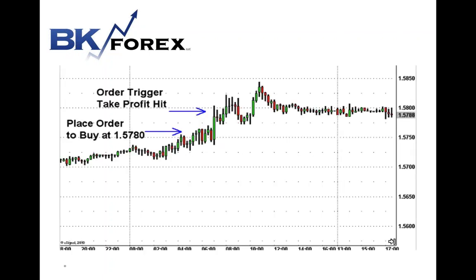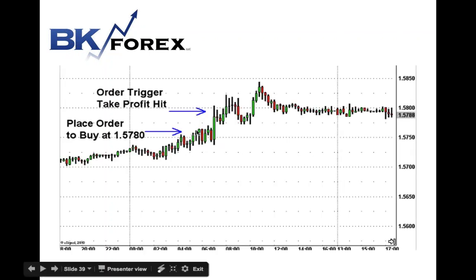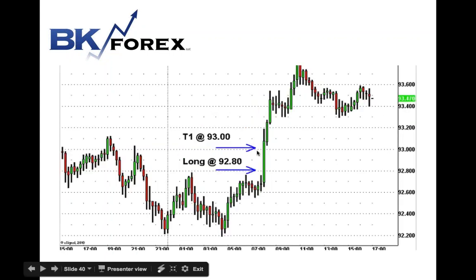So here it is, 57.80, right? It gets triggered, and boom, usually it sort of resolves itself incredibly quickly in the trade, right? Here's one. This is the kind of stuff that I'm talking about. You go long 92.80. The first target is hit 93.00, right? We move the stop to 92.80, and then we can just trail it up.